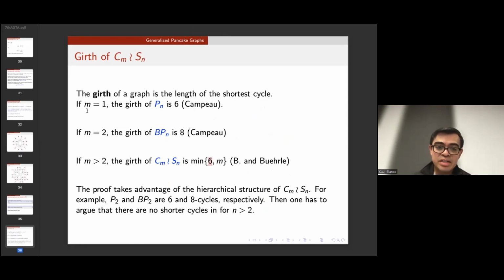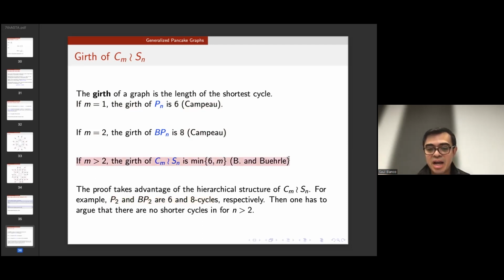And the way the proof works is very similar to how he proved his results. Because of this hierarchical structure, we look at the smaller values of m. When he was proving his results, he started with P2 and BB2, which are 6 cycles and 8 cycles respectively. Then he showed that there are no other shorter cycles. All of the 6 cycles and 8 cycles are embedded in Pn for larger Pn or BPn because of this hierarchical property I mentioned. But then you use that structure to show that you cannot find any shorter cycles. We do something similar here.